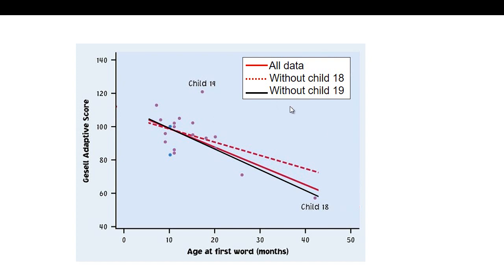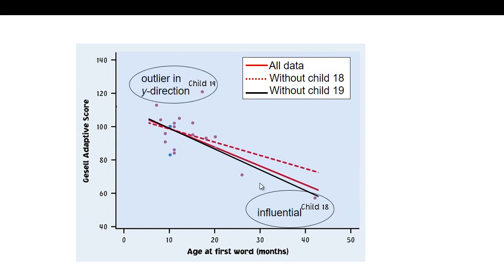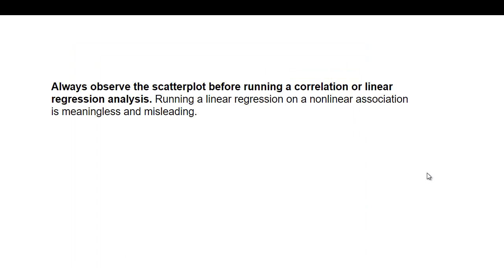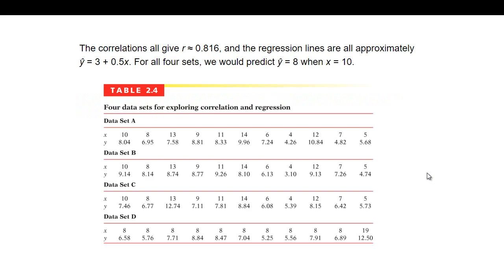Okay, so the black line is without child 19, and the dotted line is without child 18. So notice that the regression changes significantly depending on whether we include the outliers or not. So we always should observe the scatter plot before running a regression or a correlation analysis. Running a linear regression on a non-linear association is meaningless and misleading.